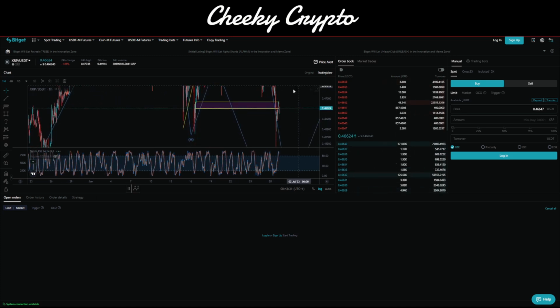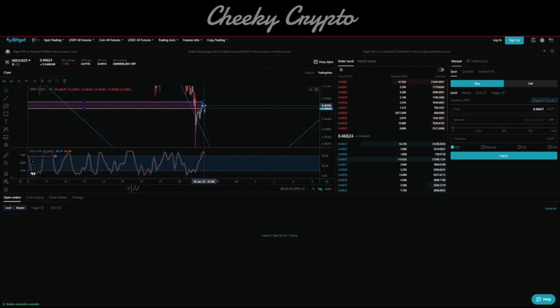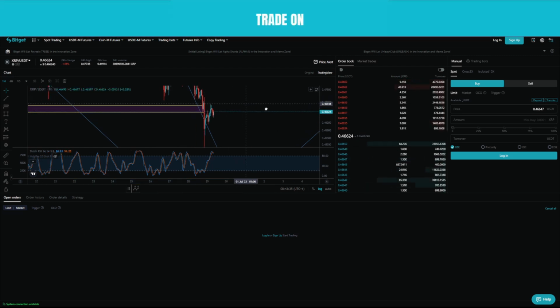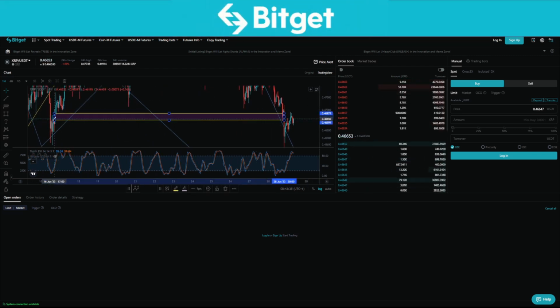And as we can see, down here, we just filled out this fair value gap just over this side. This fair value gap was created on the 16th of June, got filled out on the 28th of June, and this was at 46.597 to 46.871. So that's now been filled out.